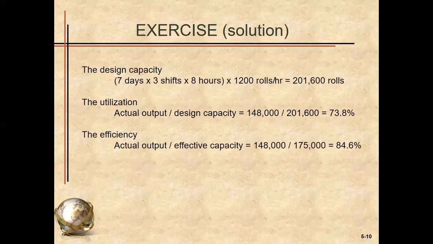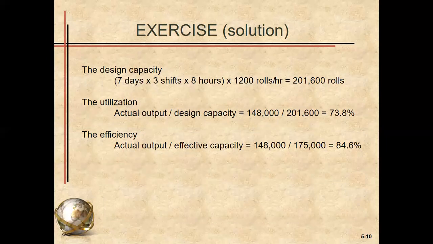Okay, for the design capacity we need to multiply by all the days, multiply by all the shifts, and also the number of working hours. Here we can see 7 days, 3 shifts, and 8 hours is continuous production, working 24 hours. Multiply by 1,200 rolls per hour, and then we get 201,600 rolls.